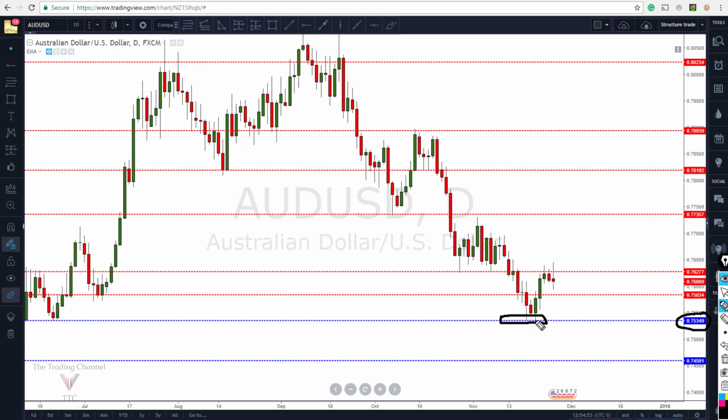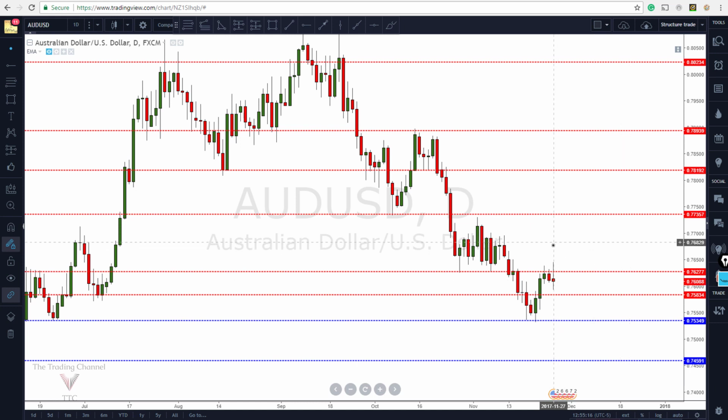As you can see, the market came down into that level and pushed up quite well. We ended up getting a little over 100 pip move from that zone all the way back up to our resistance level at 0.7627 right in here, our next red line. So last week's analysis played off quite nicely on this pair.